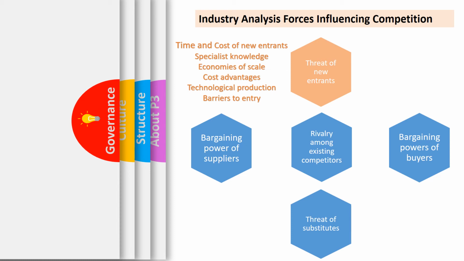And that will depend upon specialist knowledge, economies of scale, cost advantages, and technological production that you may have, and barriers to entry. So if it costs a lot to produce a new ski site, for example, in an area that you are in where you have natural snow, then it may not be a threat in terms of someone coming into that marketplace that you're currently operating in, in terms of who you are, the tourists that you are targeting, and what product and service you are offering them.